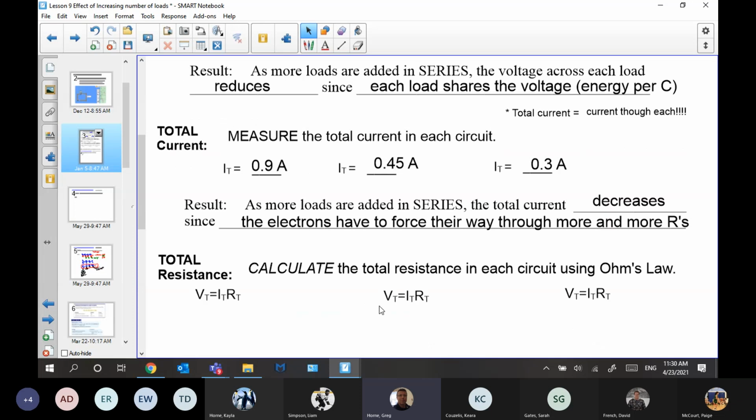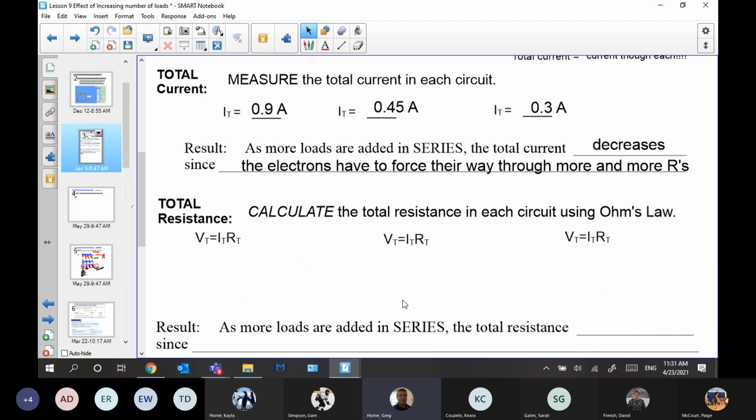So the next step here would be to calculate the total resistance in each circuit. So we have numbers, right? We've got 0.9 amps. This is just an Ohm's law question to calculate. So we've got a voltage of 9 volts.